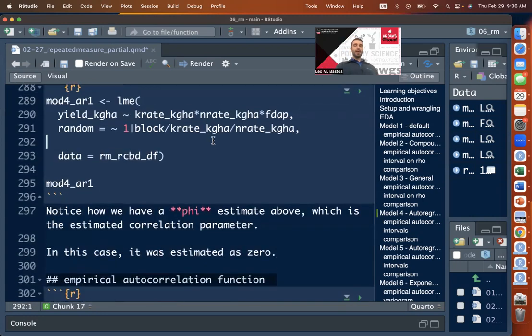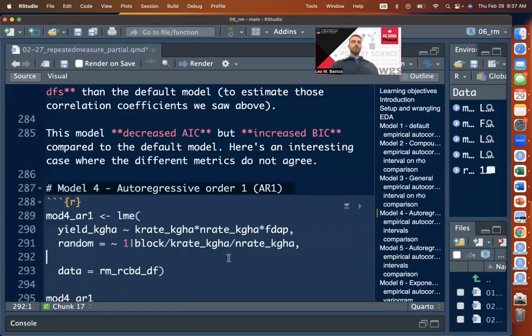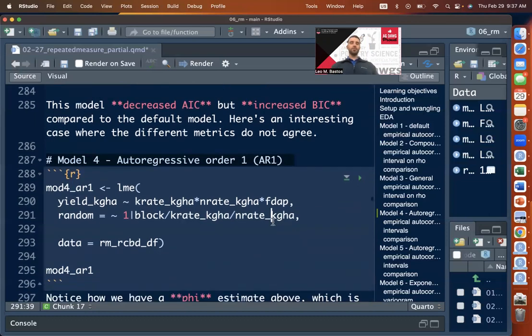All right, so that was the quick recap of what we did last class. Now let's go ahead and keep going with our exercise and fitting other correlation structures. So now we're gonna run the autoregressive order 1, AR1. If you remember from the lecture, this model is autoregressive of order 1 because it looks at one time lag, relating the immediate previous time lag with the current one and taking that correlation into account.